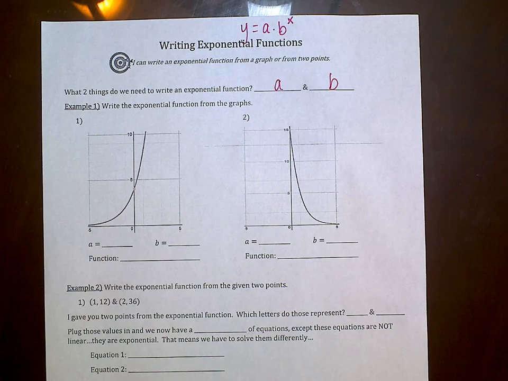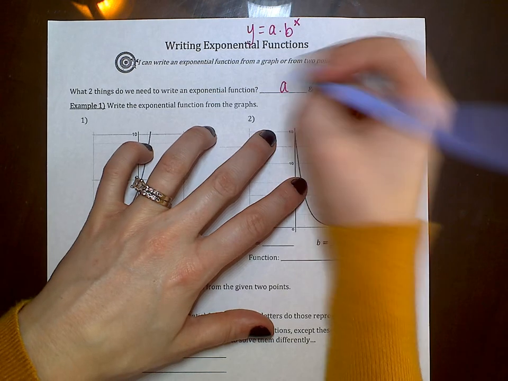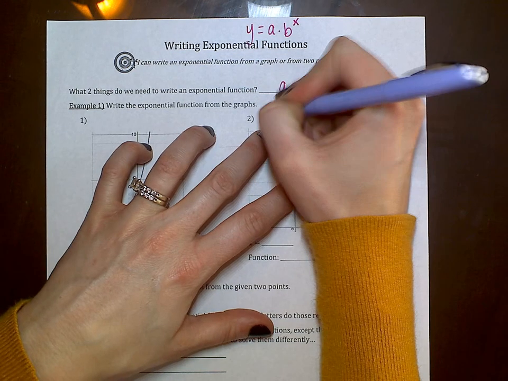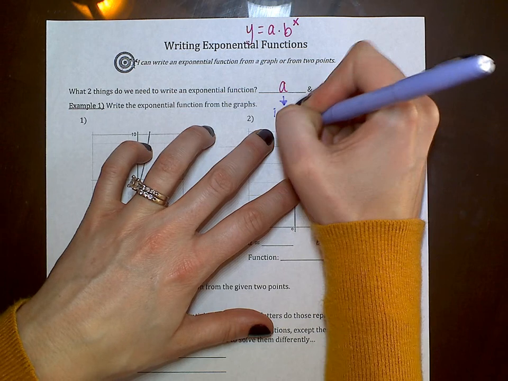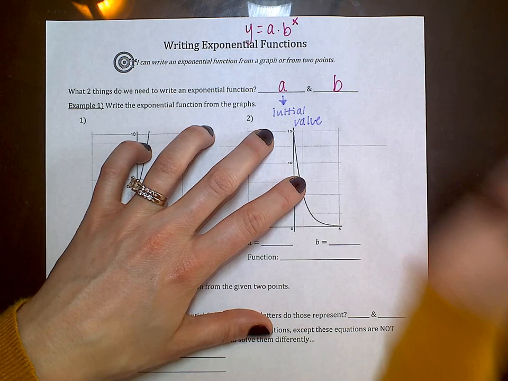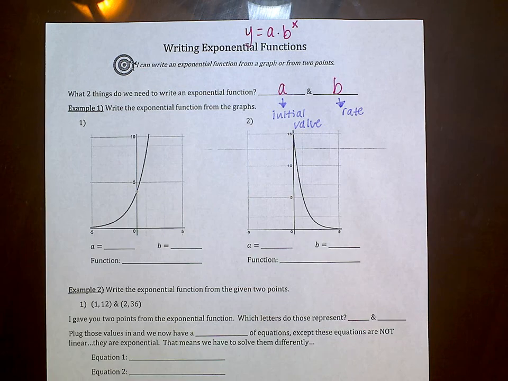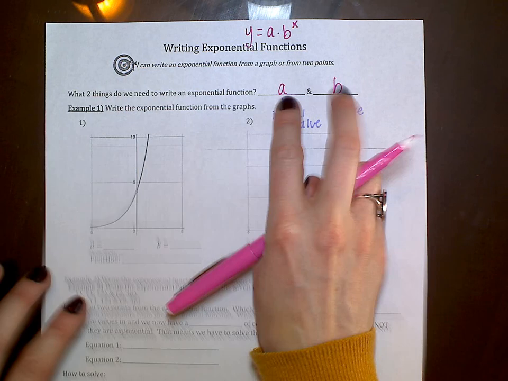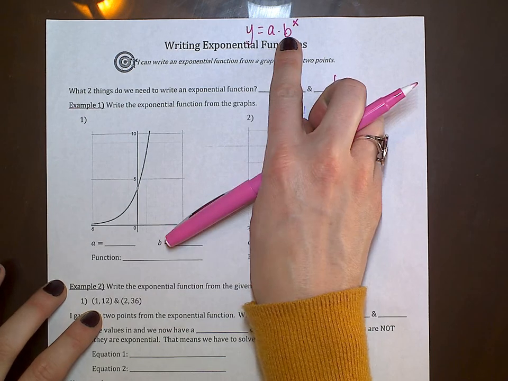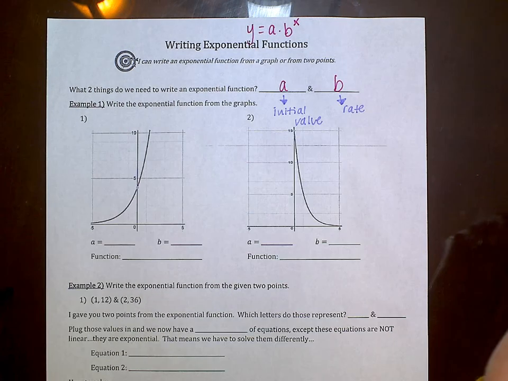And if we remember back to a couple lessons ago what a and b stand for, a is the initial value, whatever you're starting with, and then b was the rate. It can be growth, it can be decay. So if you can pick out a and b, you can just plug those two values in and you've got your function. So essentially that's all we're trying to do today. Figure out a, figure out b, put it all together.